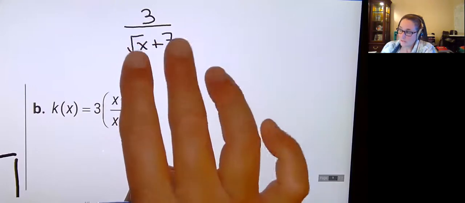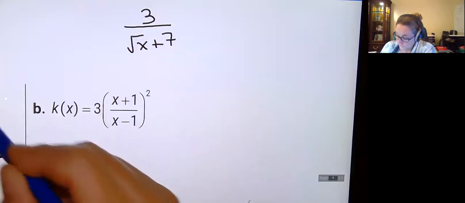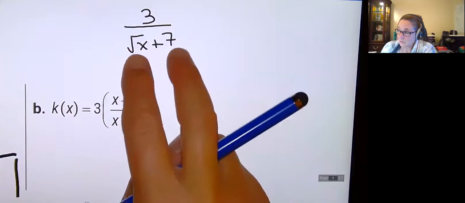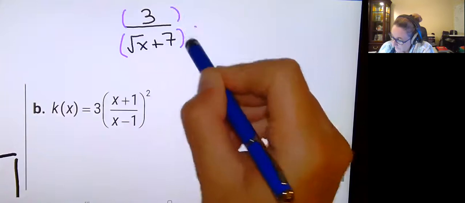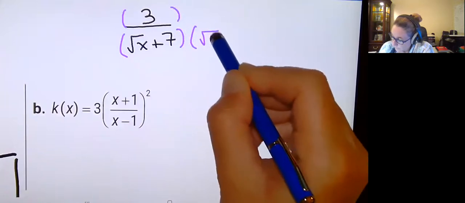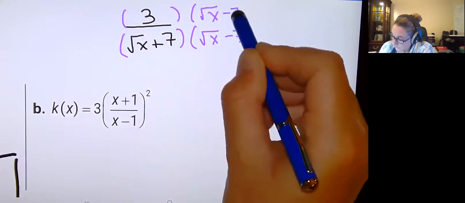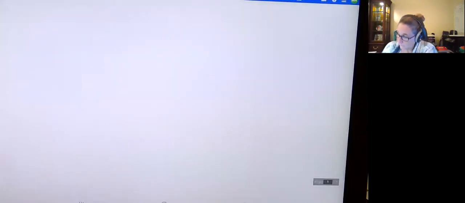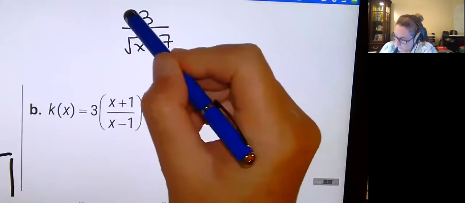Now, when you have a binomial, what you're going to do is multiply by what we call the conjugate. And so the conjugate is basically these same two terms, but with a minus. So I'm going to take this, and I'm going to multiply the bottom by the square root of x minus 7, and the top by the square root of x minus 7. This is how I would rationalize, because rationalize means that we are trying to get rid of the square root that's on bottom. Okay, hold on, let me rewrite that.